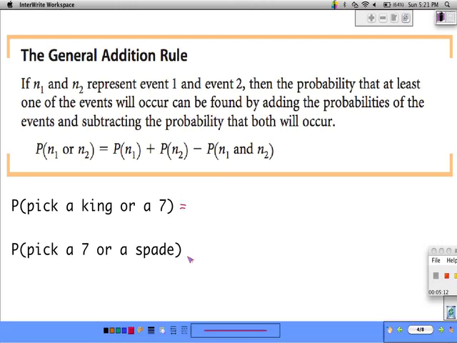So we'll look at two examples, one of which is mutually exclusive, the other one is not. So we're going to pick a king or a 7, so I'm going to be adding two probabilities. There are 4 kings out of 52 cards in the deck, so the probability of picking a king is 4 out of 52. The probability of picking a 7, well, there are 4 7s out of 52 cards. And picking a king and picking a 7 are mutually exclusive. There are no kings that are also 7s. So this is 8 out of 52, which reduces to 2 over 13.